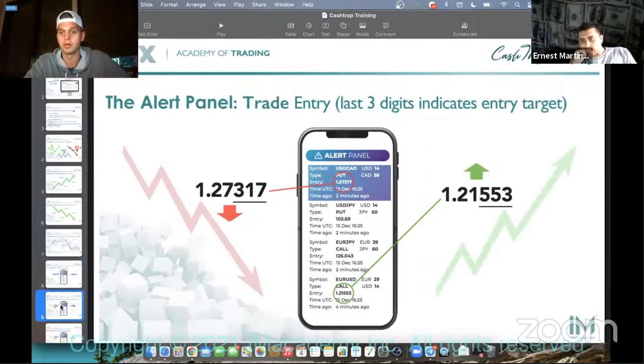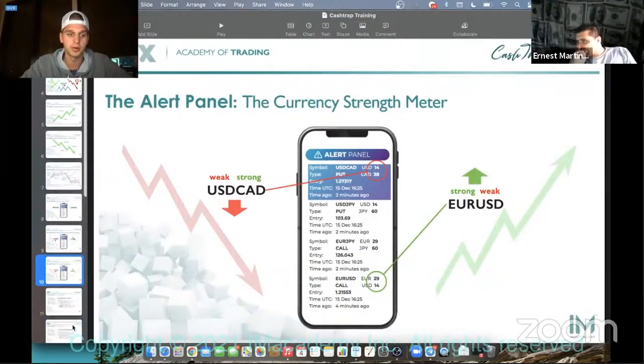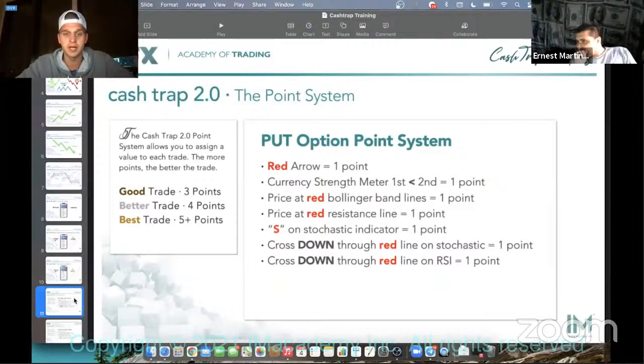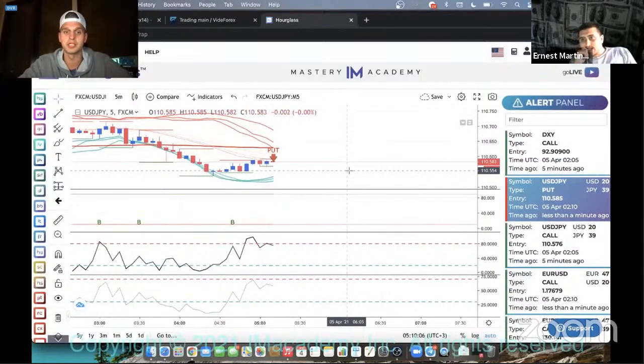After that, now we're going in for a call on the put. Is the currency strength meter aligning with the call or put? And then break each setup into points. All right, I'll go through a couple more here before I let you guys go.